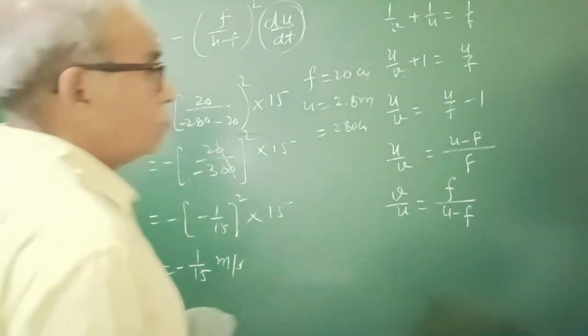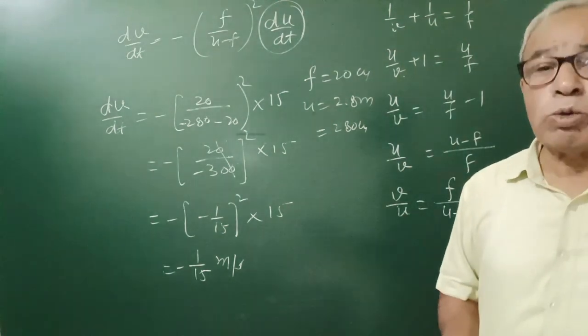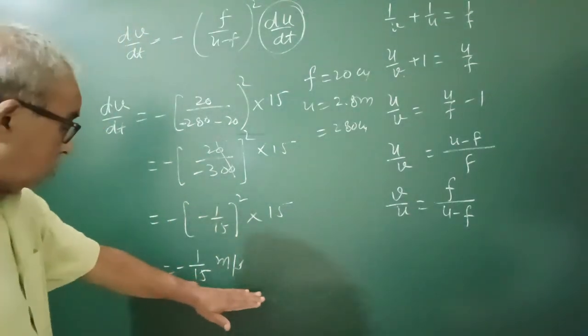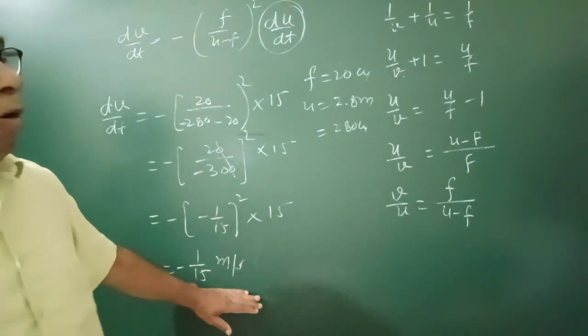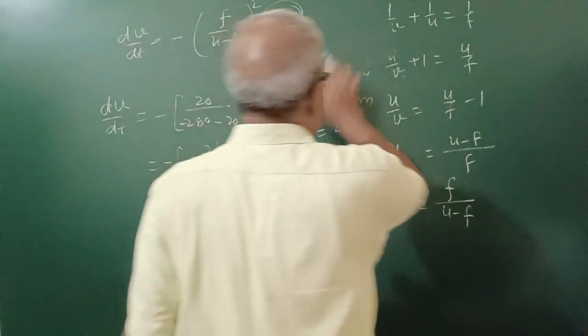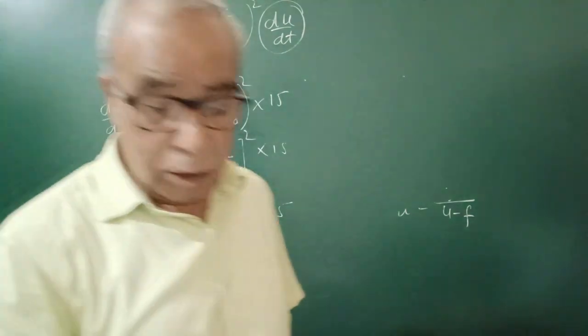Minus means the image will be shifting in the direction opposite to the incident rays. So this is the speed of the image in the convex mirror of the car standing, or the observer. I hope you will enjoy these questions. Thank you.